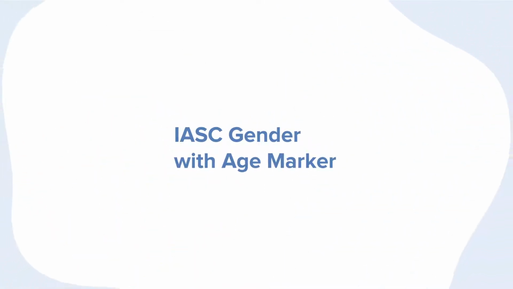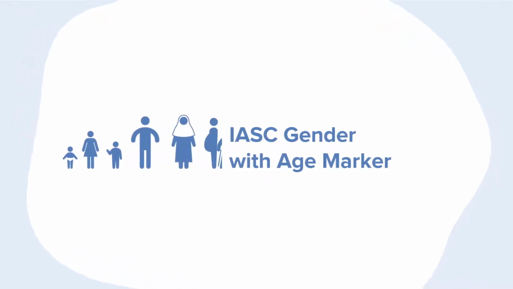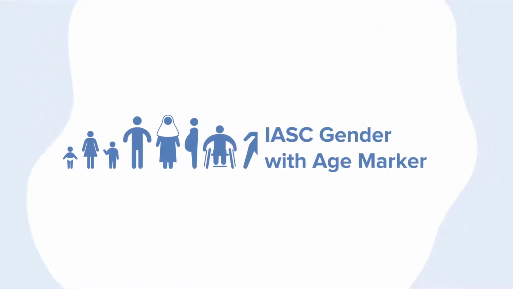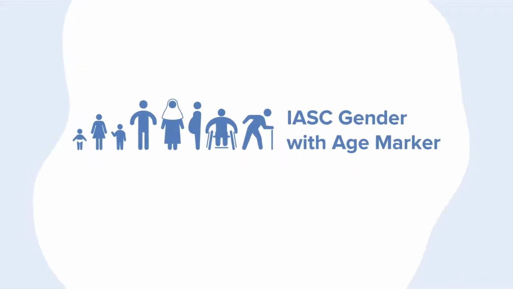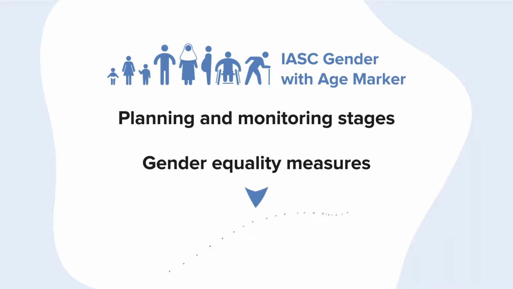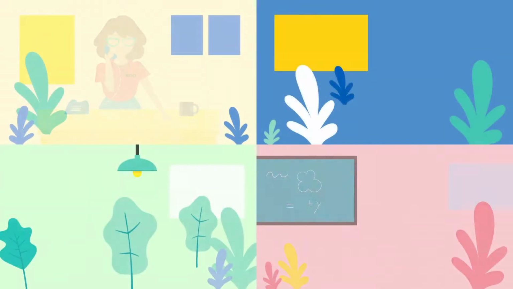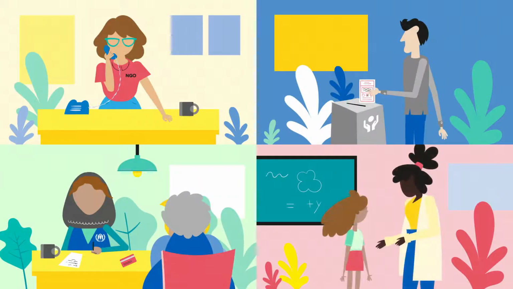UNHCR has endorsed the use of the IASC Gender with Age marker to help strengthen programs across sectors, particularly during the planning and monitoring stages. The Gender with Age marker codes 12 gender equality measures. For example, one is on how feedback and complaint mechanisms carried out with other actors are documented in your program. See the links at the end of this video for more information.